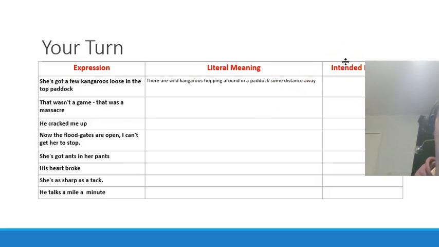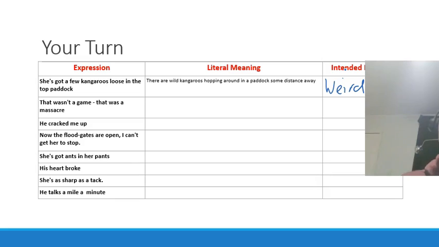So for example, the first one here says she's got a few kangaroos loose in the top paddock. So if we took that literally, that would mean that there are wild kangaroos hopping around, or they've escaped somewhere in a paddock that's on the top of the hill. But the intended meaning is basically what we know that means, that she's a little weird. Okay, so I'll just write weird just due to space. Okay, that's what the intended meaning of that statement is.